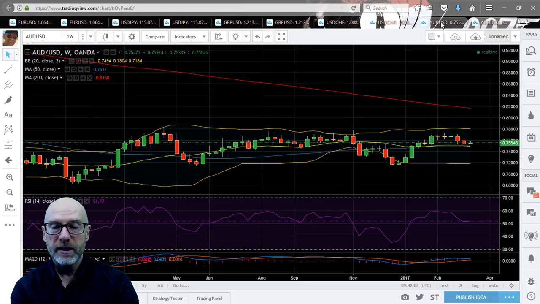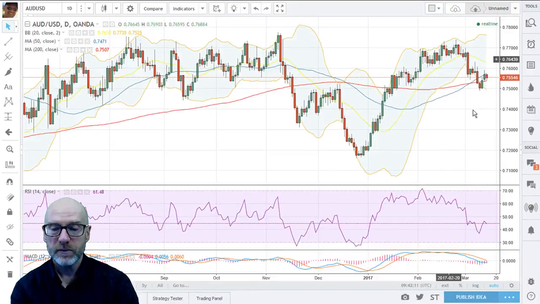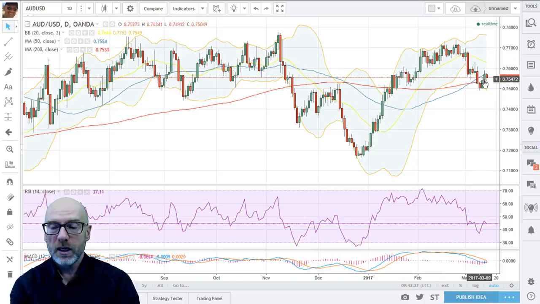Looking back at the daily, you can see that we've come back down to the 200-day moving average. The 20-day offered a bit of support a couple of weeks ago, and then it collapsed. Now we're at the 200-day. If that fails, you won't move a long way below there, but that's the 72. That's the bottom of the trend.